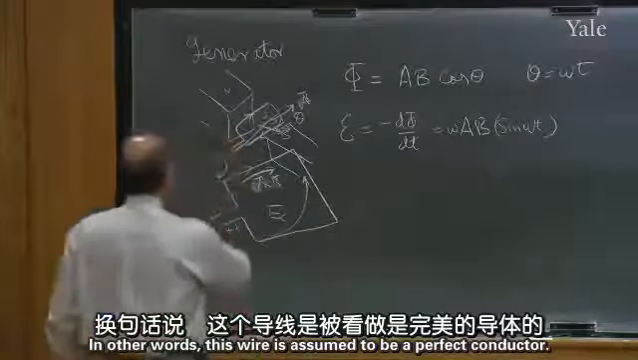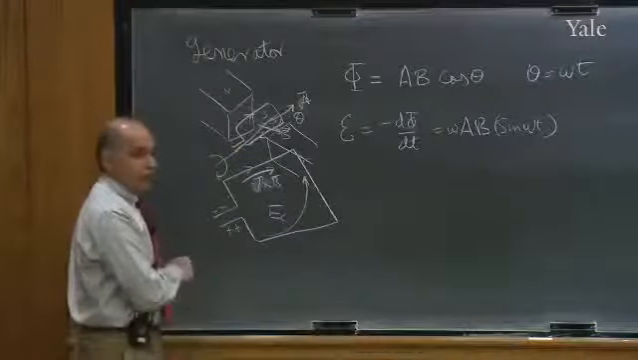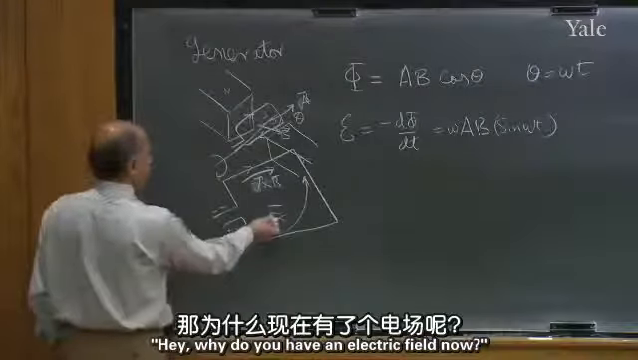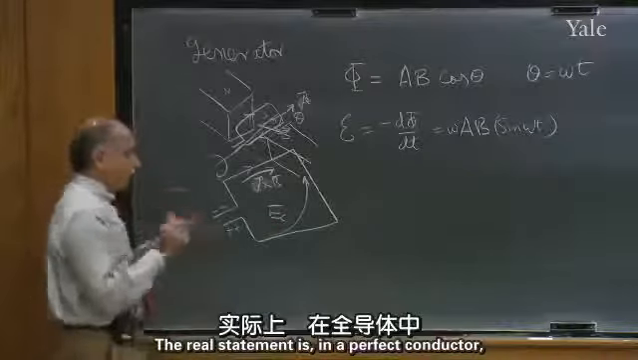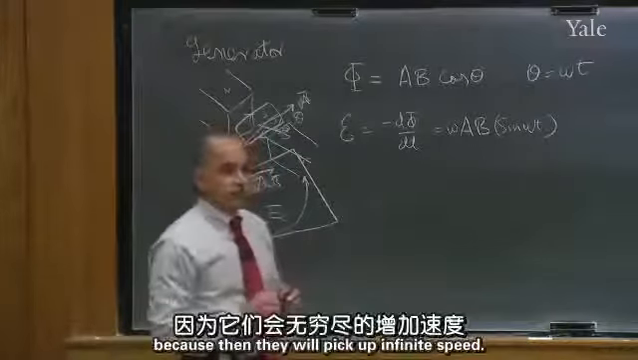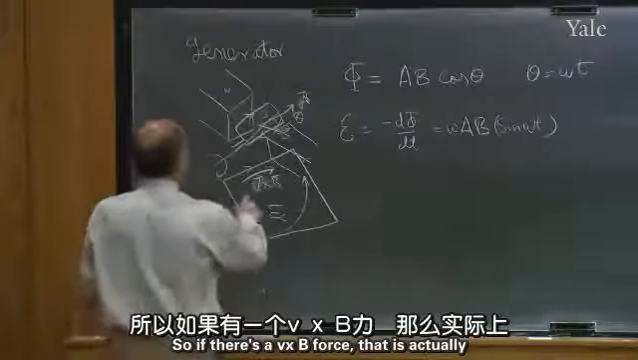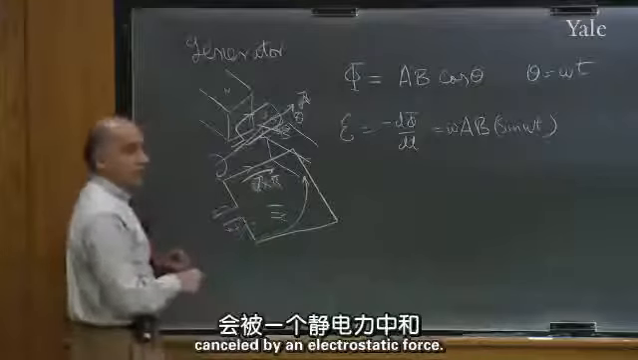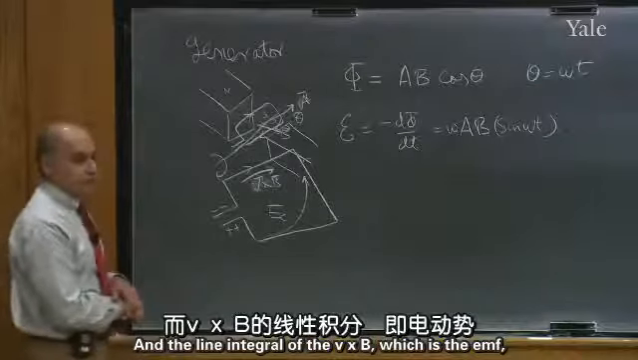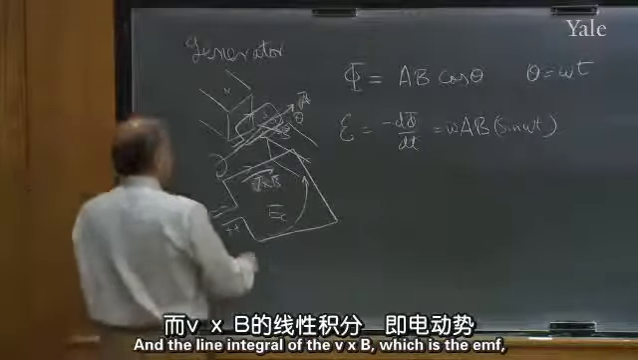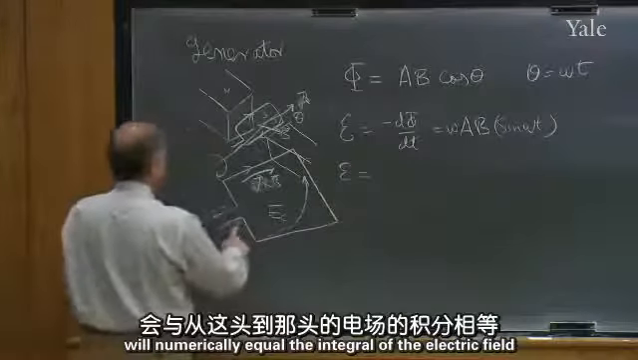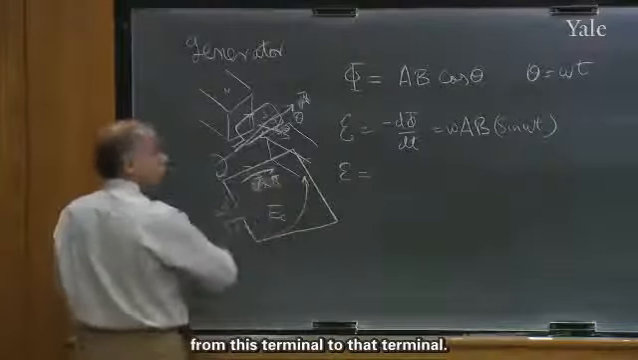In other words, this wire is assumed to be a perfect conductor. You all know that you cannot have an electric field in a perfect conductor. You can say, hey, why do you have an electric field now? The real statement is, in a perfect conductor, you cannot have any net force on the charged particles, because then they will pick up infinite speed. So if there's a V cross B force, that is actually cancelled by an electrostatic force. And the two of them cancel inside the wire. And the line integral of the V cross B, which is the EMF, will numerically equal the integral of the electric field from this terminal to that terminal.